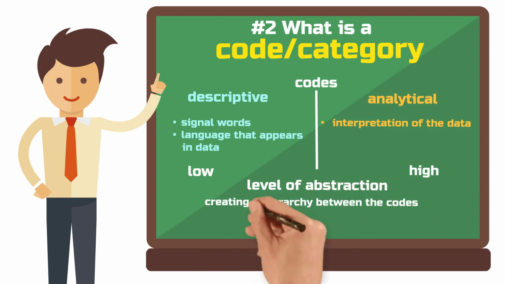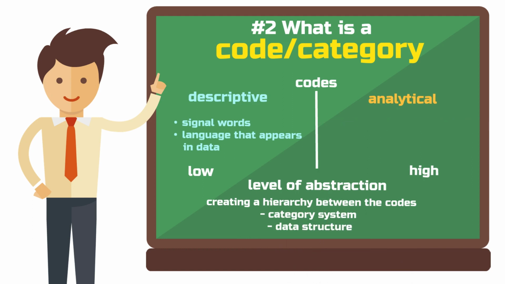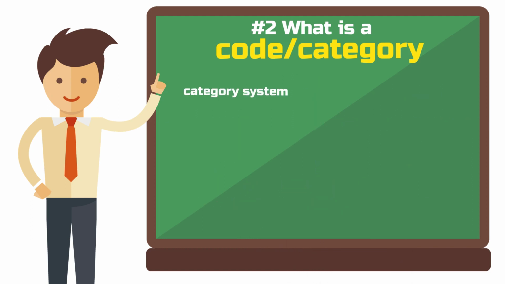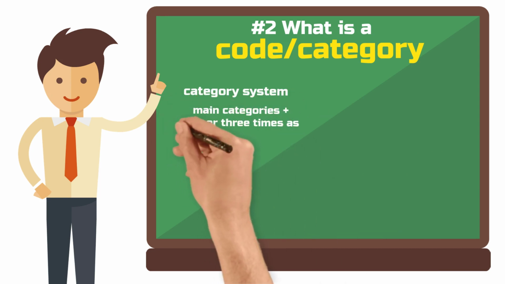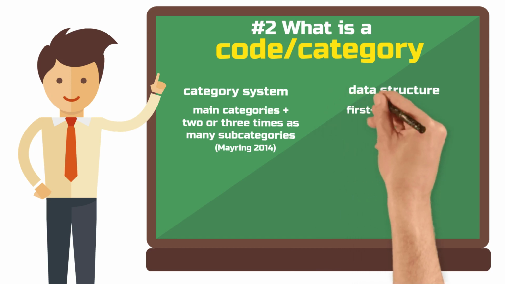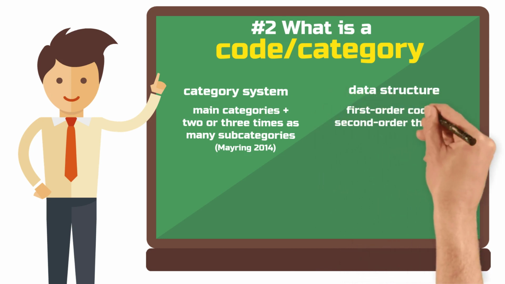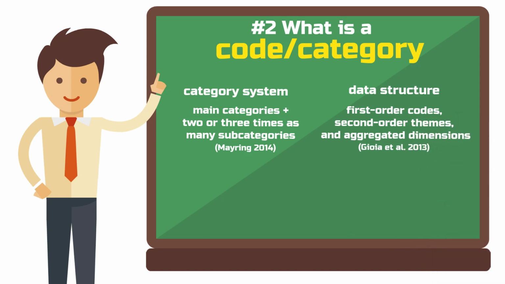This can also be referred to as a category system or a data structure. A category system could consist of a handful of main categories and about 2 or 3 times as many subcategories. A data structure usually consists of codes that are promoted to first-order themes, then second-order themes, and finally aggregate dimensions. Themes and dimensions are just some more fancy words for more developed and abstracted codes.